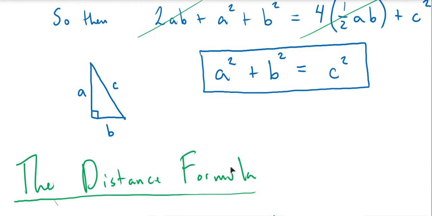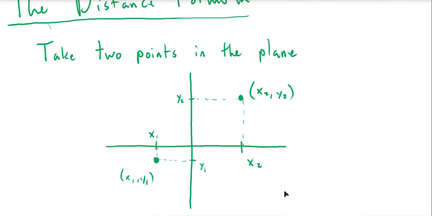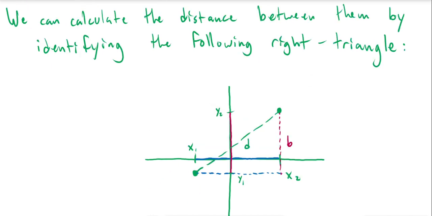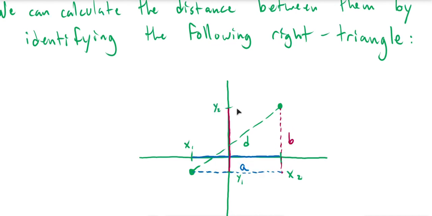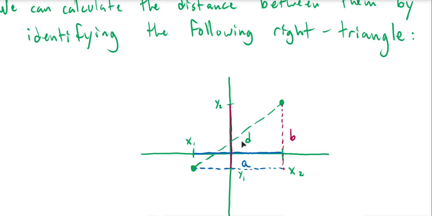One of the first ways we're going to make use of this formula is by extending it to what's called the distance formula. This will give us the straight line distance connecting 2 points in the plane. Let's take 2 points, (x1, y1) and (x2, y2). We can calculate the distance between them by constructing the following triangle. Notice that the distance between x1 and x2 is the base of this triangle. Let's call that a. And y2 minus y1, this length here, is the height of this triangle. Let's call that b. And d is the hypotenuse of that right triangle.